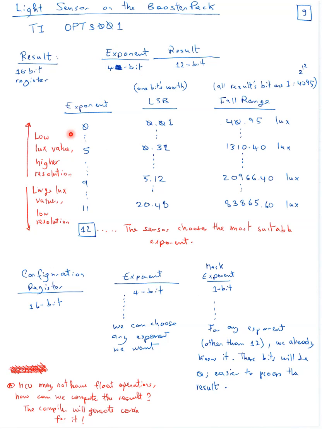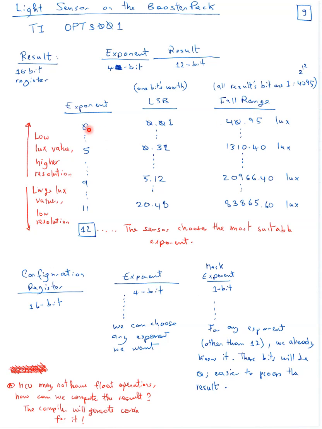If the exponent is equal to 0, this means every bit or every 1 here is worth 0.01 lux. Lux is the unit to read the light. So the maximum value will be if you get the largest number, 4095, multiply by 0.01, you get 40.95 lux. So basically what you have to do is simply take this value and multiply it by the number that you see here, right? If this is the largest, 4095, you multiply by this, you get 40.95. That's the full range, meaning the largest lux value that you can measure.